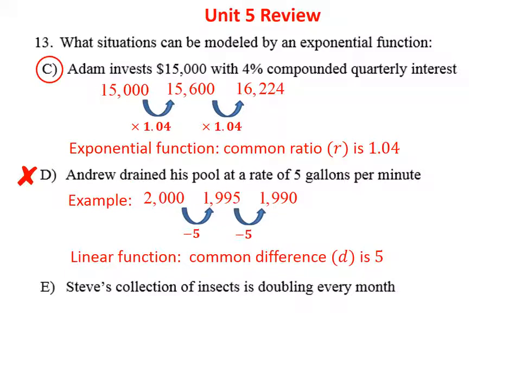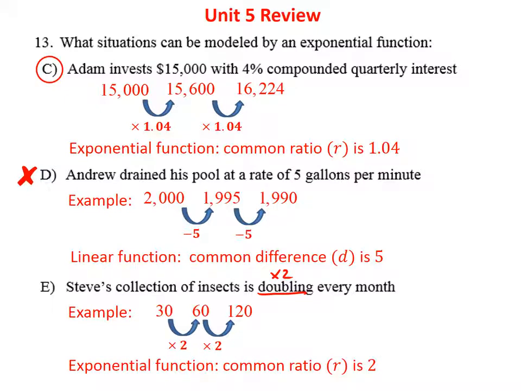The last one, it says Steve's collection of insects is doubling each month. Now, doubling means I'm multiplying it by 2. So, for example, if Steve had 30, after 1 month, you'd double that and you'd have 60. After another month, you'd double that and have 120, and on and on. So in this case, we have a common ratio. In other words, we're multiplying by 2. So this is an exponential function. And so we can circle E as another example of an exponential function.